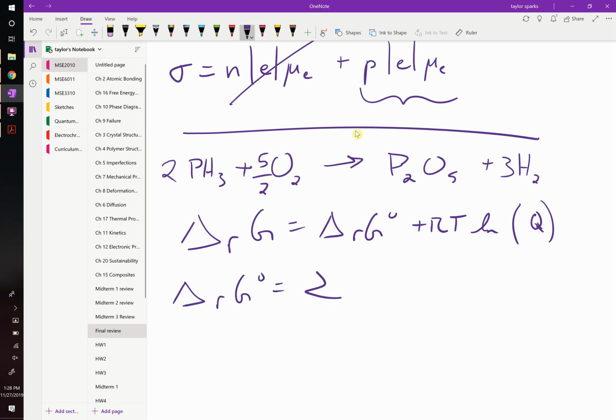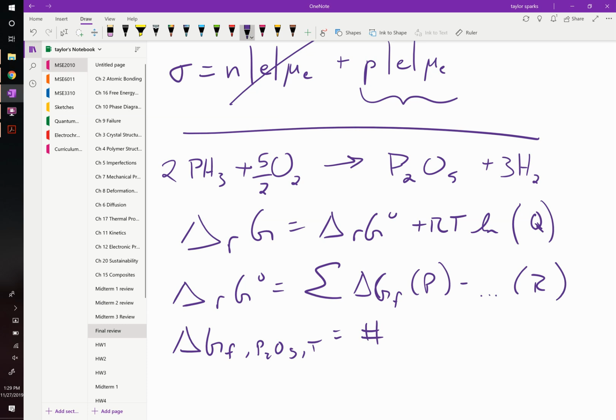Delta Rg naught is the sum of the delta G of formations of the products minus the same thing for reactants. So we would look at delta GF of P2O5 at some temperature, equals some number. You could do the same thing for hydrogen, for oxygen, for PH3. It's going to be 1 times P2O5 plus 3 times hydrogen, which is 0 because it's elemental, minus the quantity of 2 times PH3 plus 5 halves times 0. If that's a positive number, then this is not going to happen.